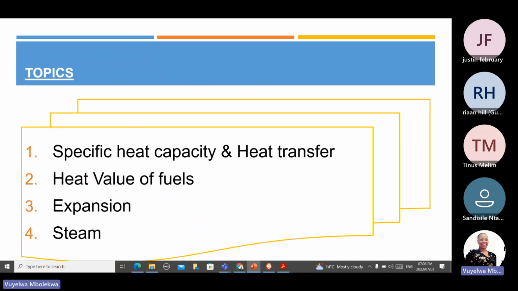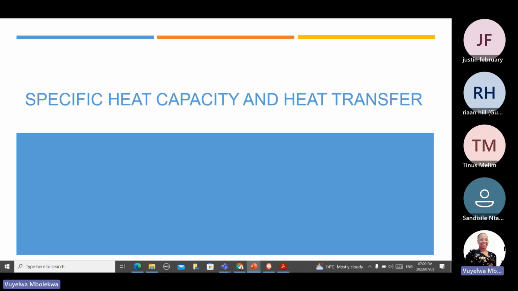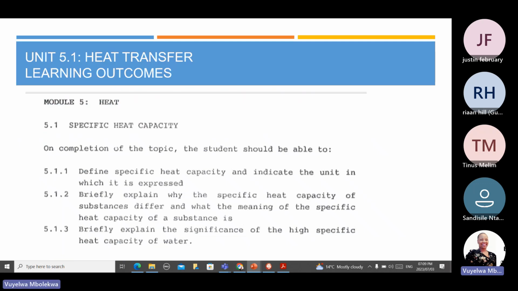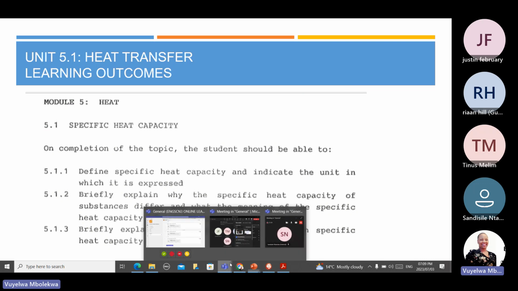And also the steam. We covered steam in N2. I would think all the theory that concerns the steam was covered in N2. It's only in N3 that we're going to do calculations for steam. Okay, so let's look at the specific heat capacity and heat transfer.